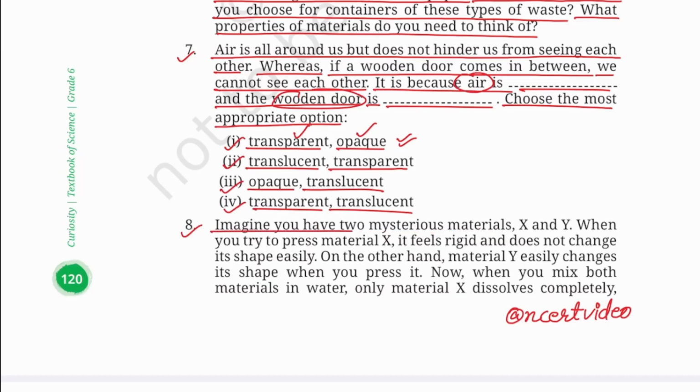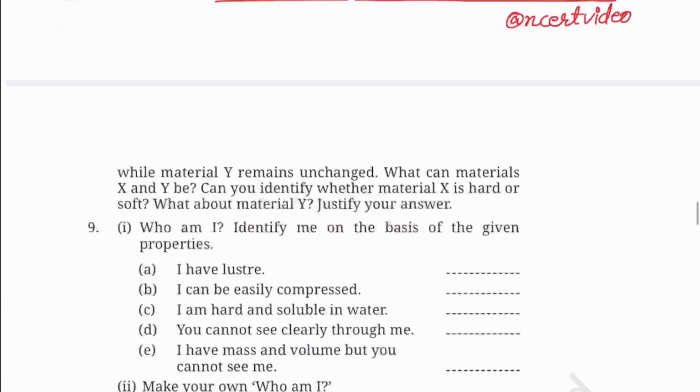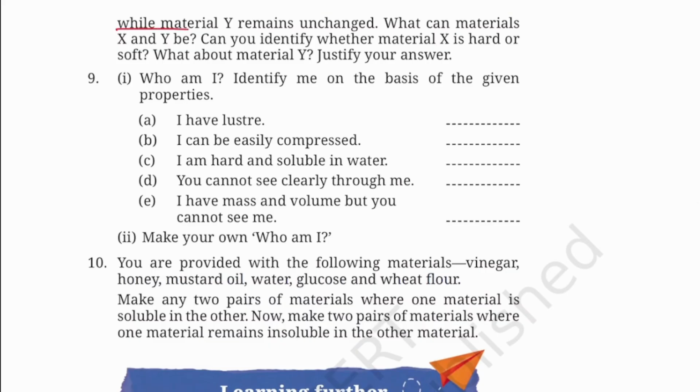8. Imagine you have two mysterious materials X and Y. When you try to press material X, it feels rigid and does not change its shape easily. On the other hand, material Y easily changes its shape when you press it. Now, when you mix both materials in water, only material X dissolves completely, while material Y remains unchanged. What can materials X and Y be? Can you identify whether material X is hard or soft? What about material Y? Justify your answer.